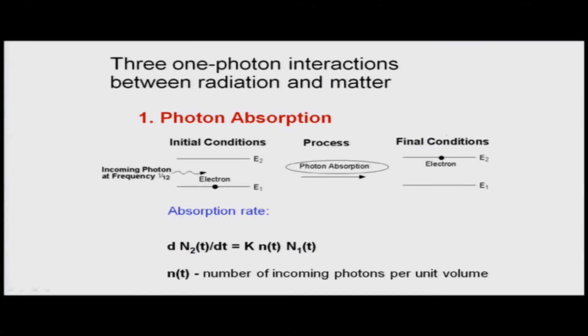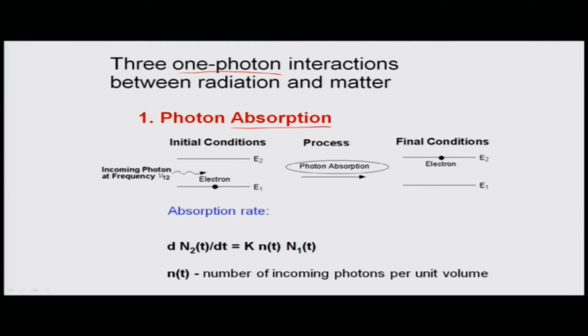Generally speaking, these are all single photon interactions between the radiation and matter which we are looking at, and there are 3 kinds, as we discussed before. One is the absorption process, where the incoming photon of appropriate energy, matching the gap between the two levels, takes the electron to the excited state for an atom. So, we are now showing the specific case of an atom here.